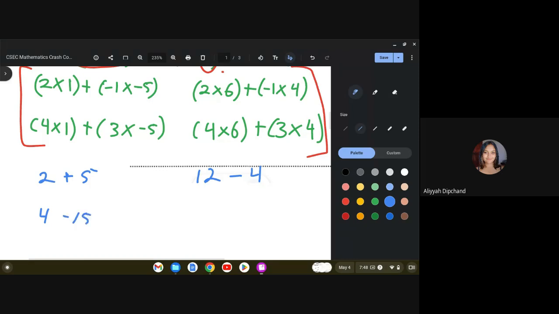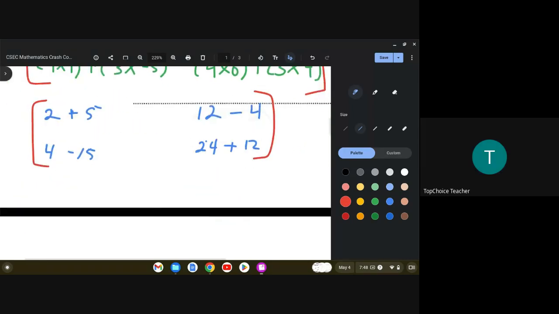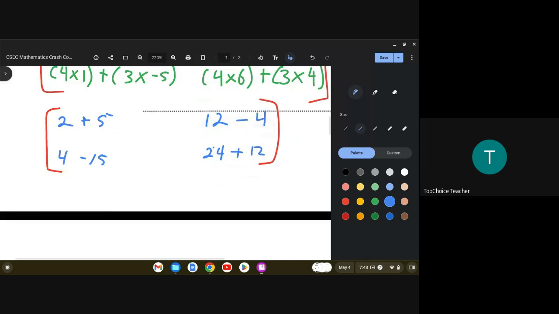Negative 15. What is 4 times 6? 24. And what is 3 times 4? 12. Now let's continue simplifying. We'll write it down here. What is 2 plus 5? 7.